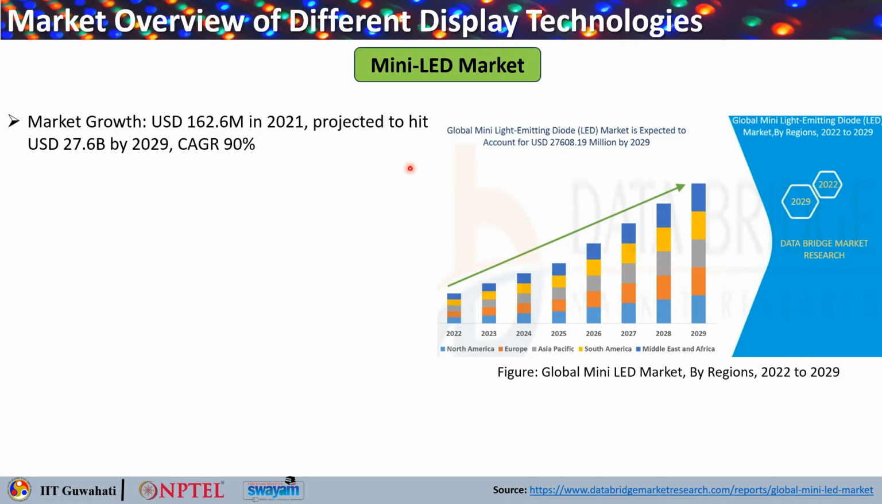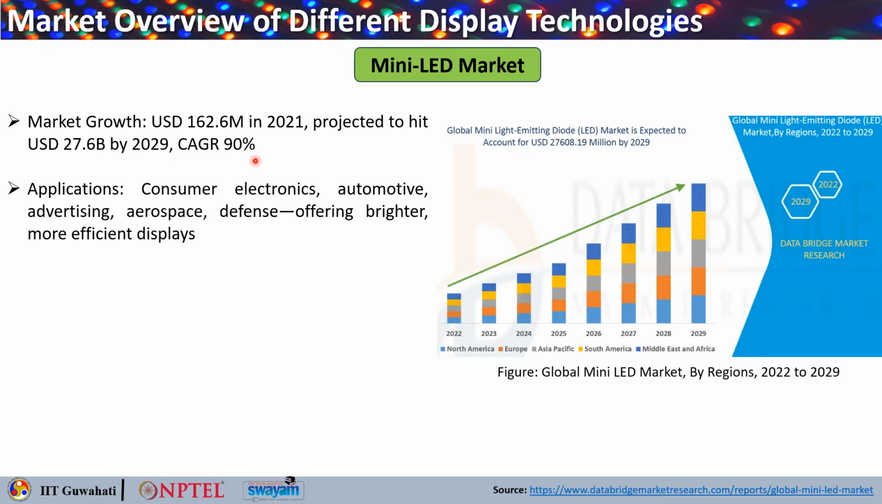So what was the mini LED market in 2021? It was very small, 162 million US dollars only. And that is supposed to become a 27.6 billion US dollar market by 2029. So a growth rate of 90%. This kind of statistics basically tells you where the world is moving towards and which is the right technology where you should study and focus more.